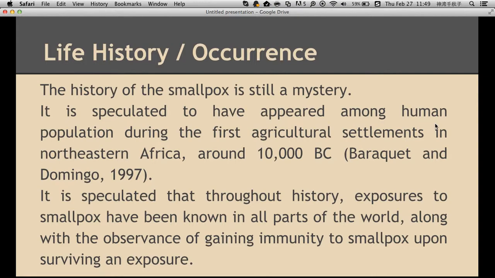It is speculated that throughout history, exposures to smallpox have been known in all parts of the world, along with the observance of gaining immunity to smallpox upon surviving an exposure. The observance of such a phenomenon throughout history has led healthy individuals to be exposed on purpose in attempts to gain immunity.